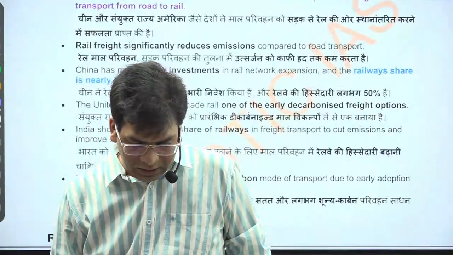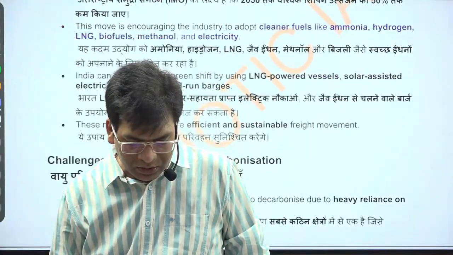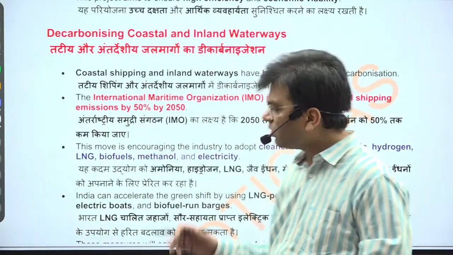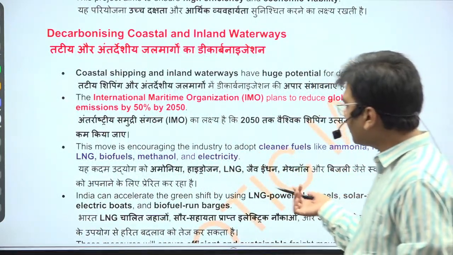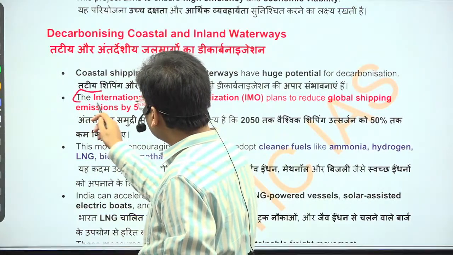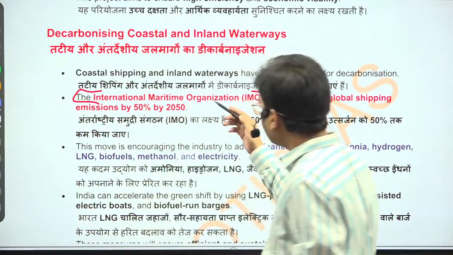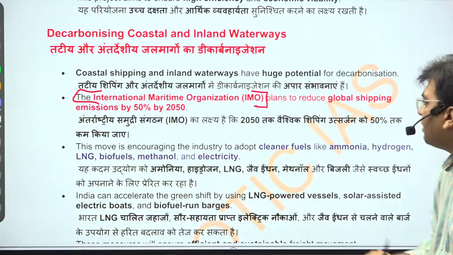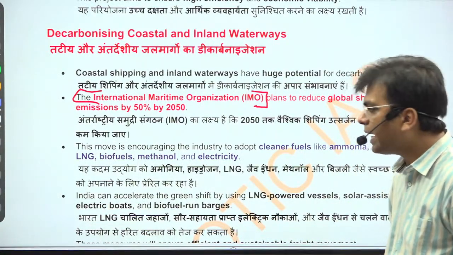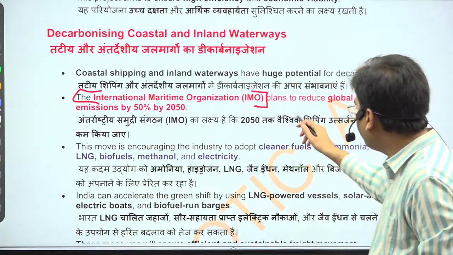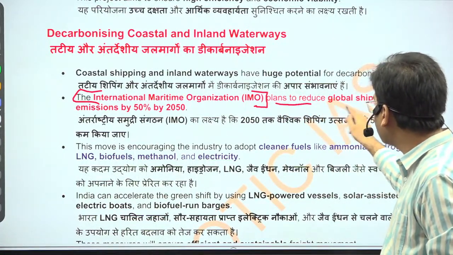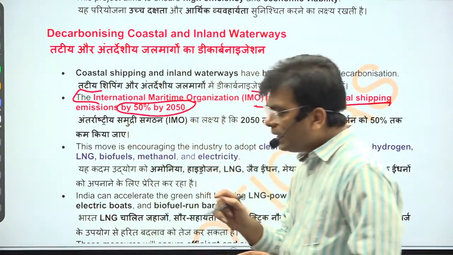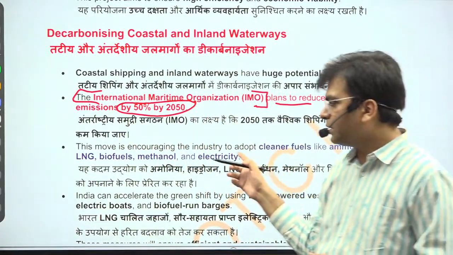So here it is mentioned what we need to focus on. We need to focus on waterways, and in waterways you will also see that there are regulations. One of the international bodies under the United Nations that regulates water transportation is the International Maritime Organization, IMO, and it has brought a plan to reduce global shipping emission by 50%. Already we know that the waterway is the most efficient.